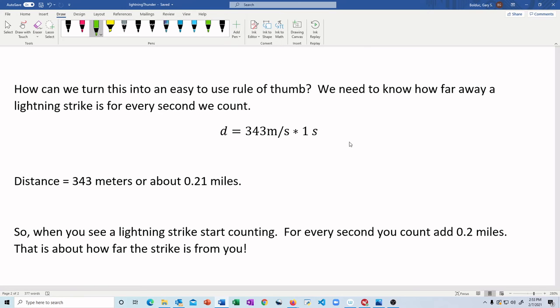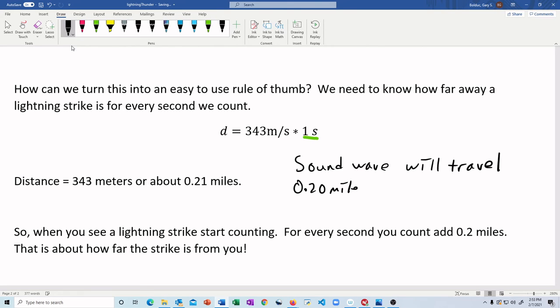Well, using the equation, we plug in 1 second into here, and we end up getting that the sound wave, so what does this mean? The sound wave will travel, and you can round this to make it easier on yourself, right? The sound wave will travel 0.2 miles in 1 second. So if you can just remember that 1 second is 0.2 miles, then all you have to do is just keep adding that up.